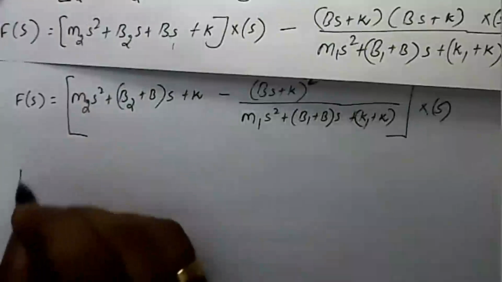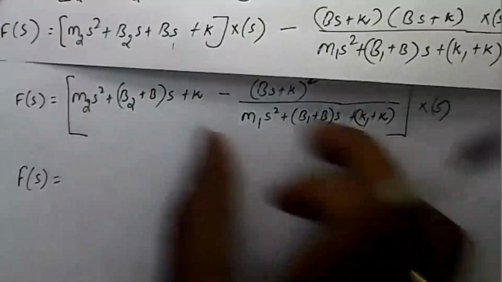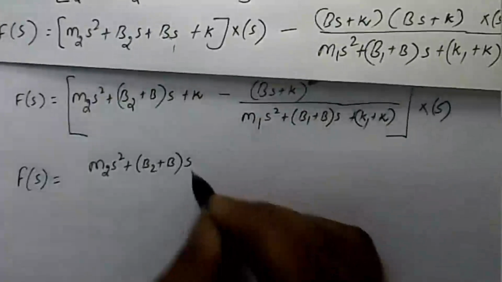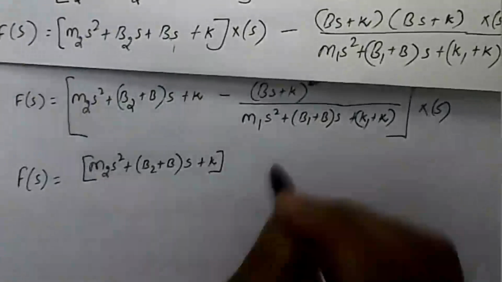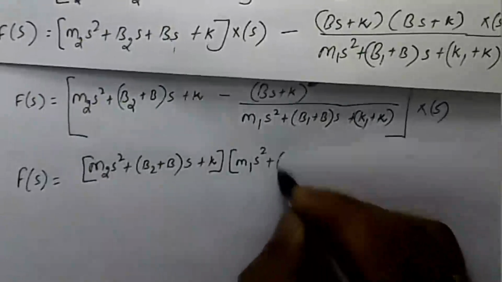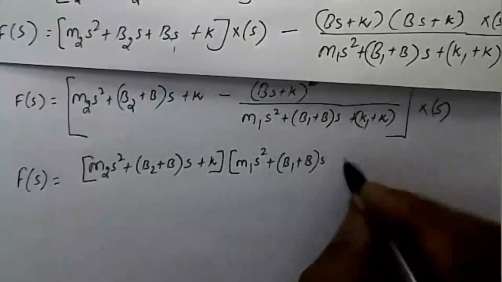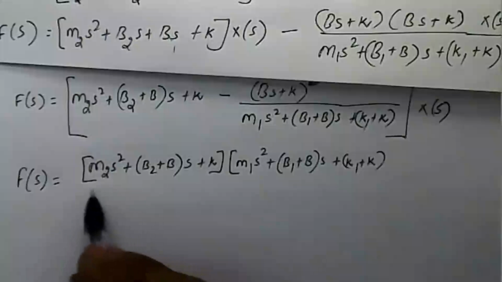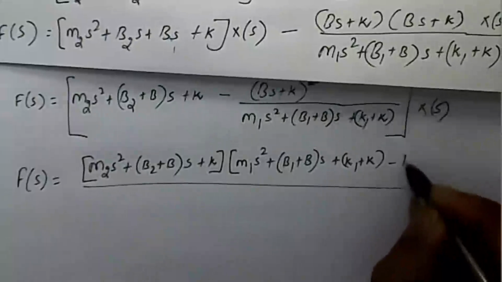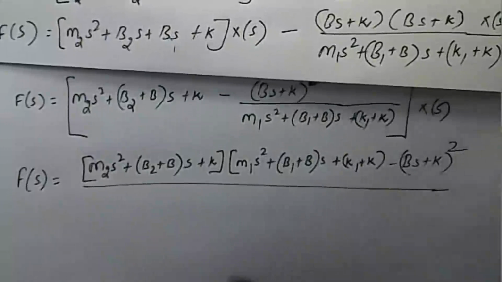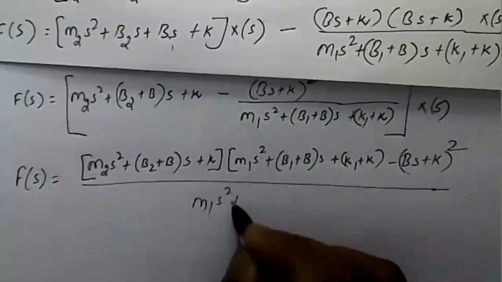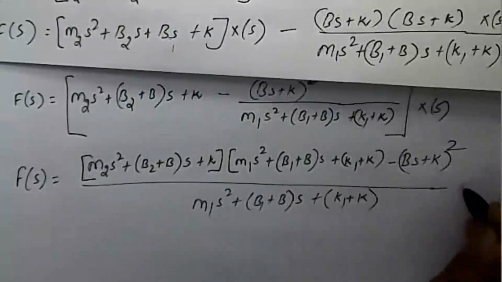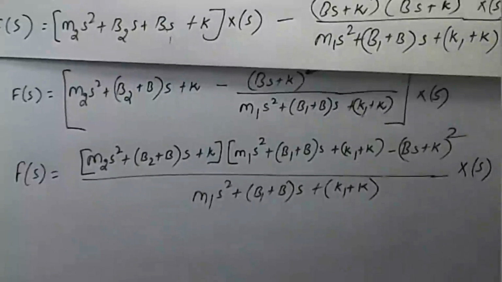Now take the LCM. F(s) is equal to: just multiply this term here, (m2 s squared plus (b2 plus b) into s plus k) into (m1 s squared plus (b1 plus b) s plus (k1 plus k)), minus (b s plus k) the whole square, the whole divided by (m1 s squared plus (b1 plus b) s plus k1 plus k), into X(s). Now calculate the transfer function.